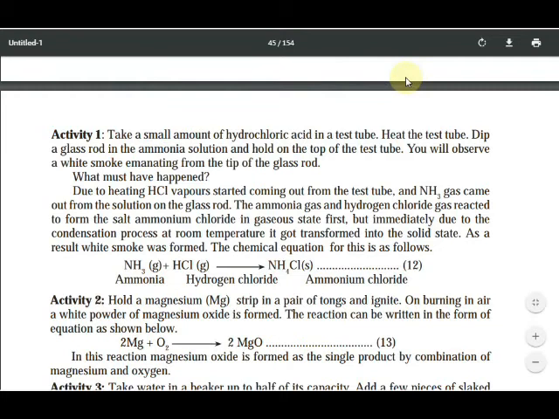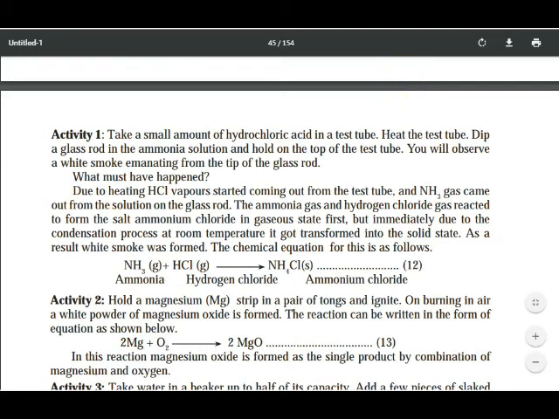The reaction can be written in the form of an equation as shown below. 2Mg plus O2 gives 2MgO. In this reaction, magnesium oxide is formed. When magnesium is burnt in the air, the atmospheric oxygen reacts with magnesium, and magnesium oxide is formed, which is a single product. So this reaction is a combination reaction, because magnesium and oxygen, two elements, combine together to form a single product, magnesium oxide.